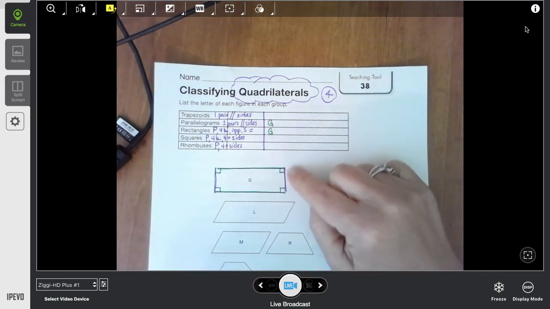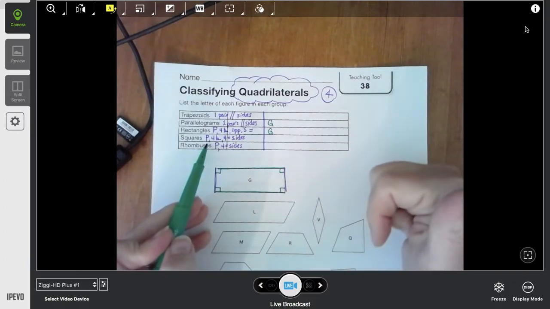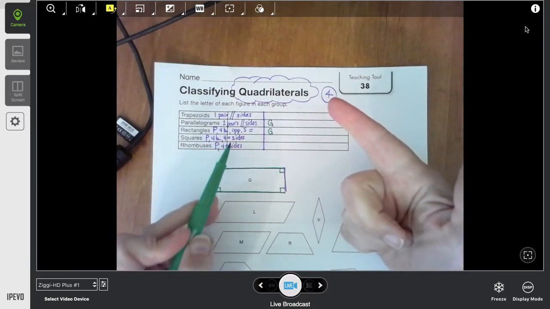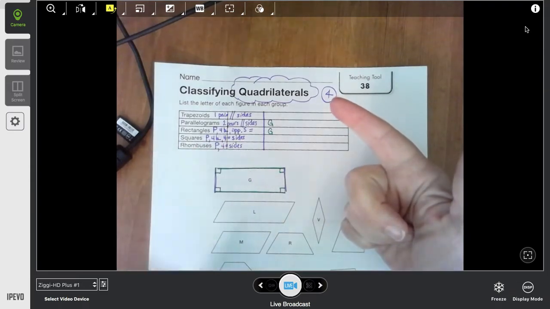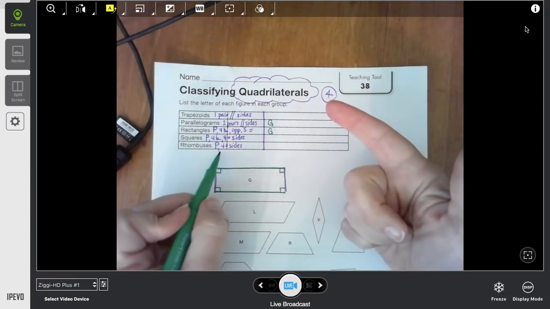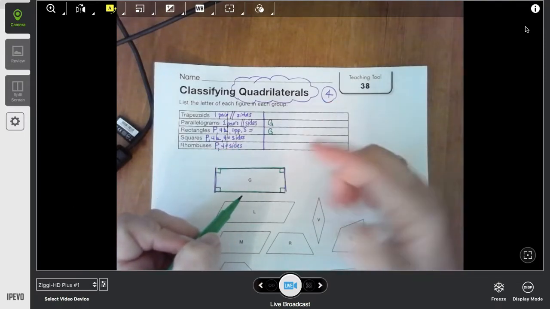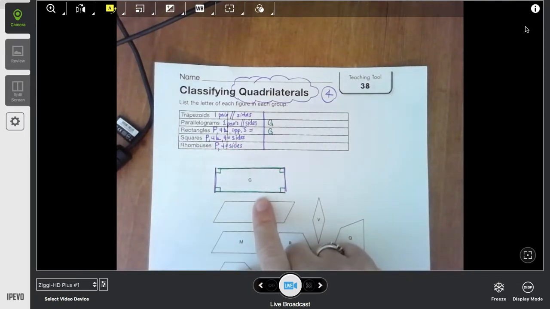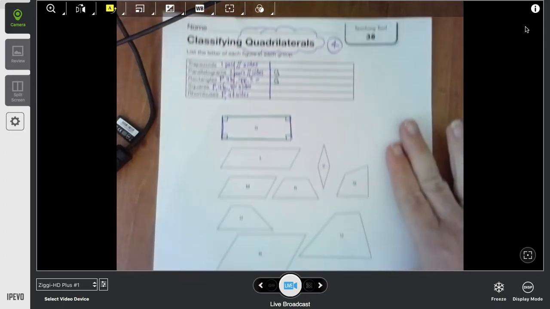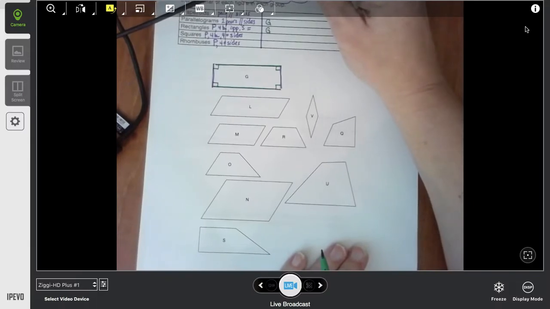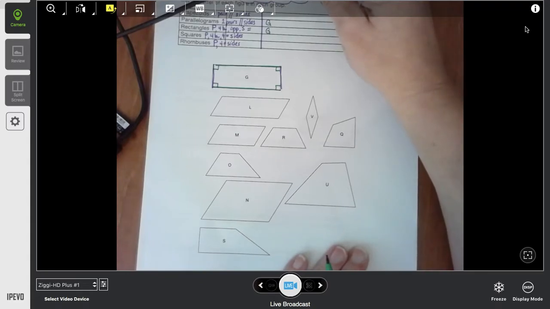Is it a square? Is it a parallelogram? Check. Does it have 4 right angles? Check. Does it have 4 equal sides? No. So it is not a square. Rhombus. It is a parallelogram, but it does not have 4 equal sides. So it is a parallelogram, and it's a rectangle. Do you notice any other that follow that same qualification on our paper? See any other rectangles? I don't see any other rectangles. So we're done with that one.